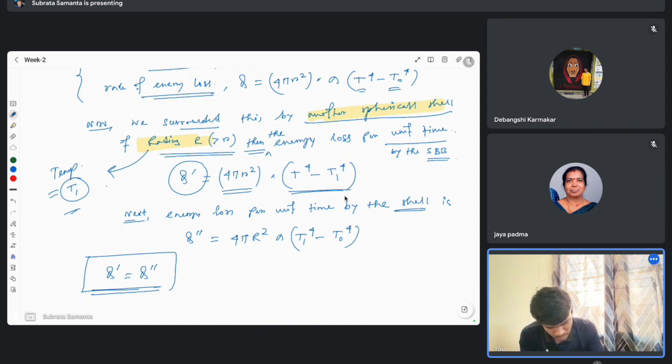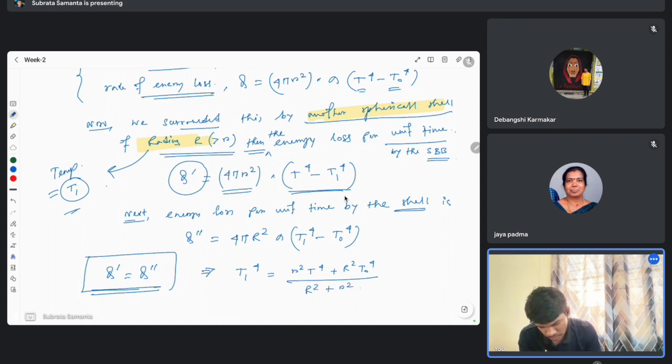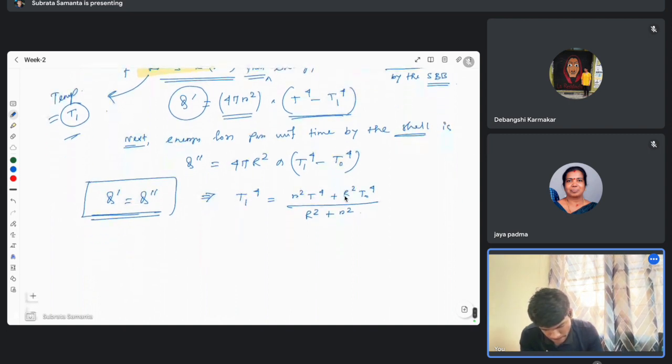So we obtain this T1 to the power 4. Just equate these two things. We get R square times T to the power 4 plus capital R square times T0 to the power 4, divided by R square plus small r square. So hence Q prime by Q gets R square by R square plus R square.